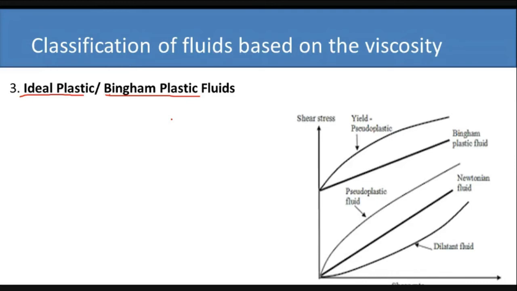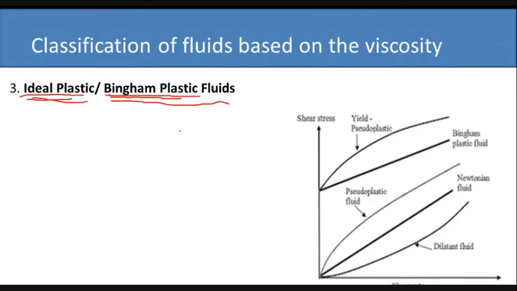Okay, so there are some fluids, for example your shaving cream or your day-to-day creams, all the pharmaceutical creams, which seem to be semi-solid, but if you apply shear stress, they start to flow. Okay, so there are some fluids existing in our day-to-day life which seem to be solid or semi-solid at normal conditions, but if you apply shear stress, they start to flow. That type of fluid which seems to be plastic, but on application of shear stress starts to flow, is called an ideal plastic fluid or Bingham fluid.